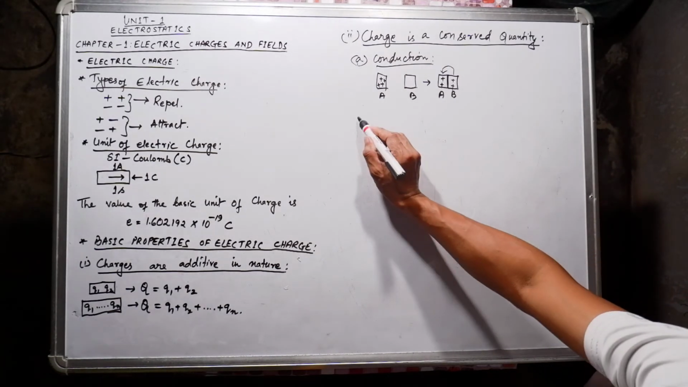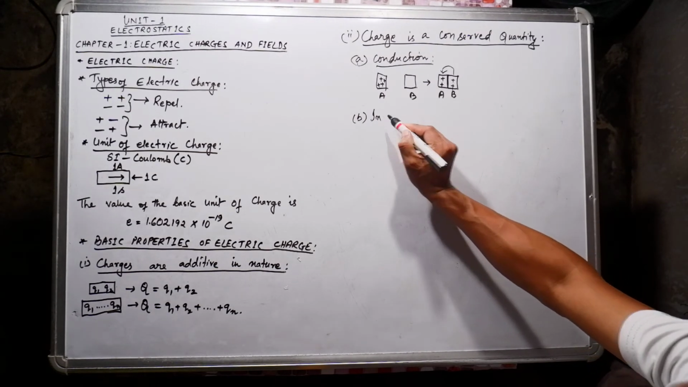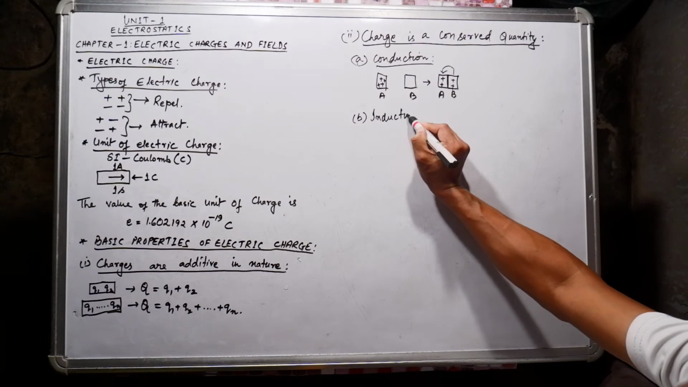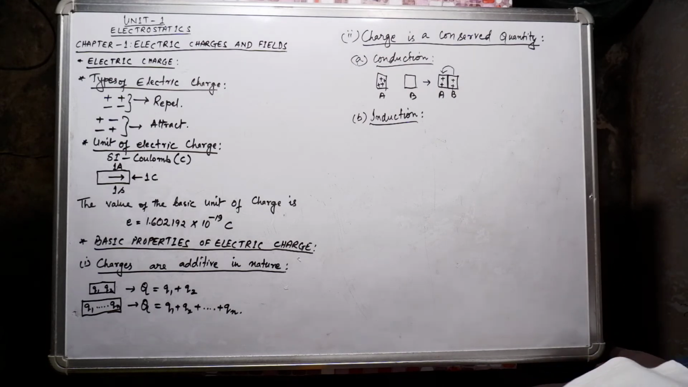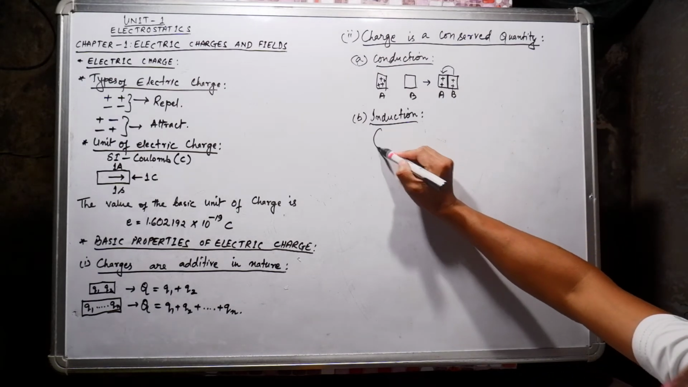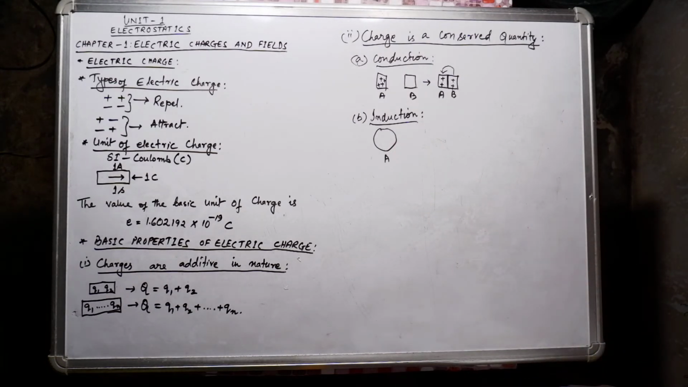Now the next one, let us talk about another method, that is induction. In the case of the induction method, we must have a body, let us say body A. At this point of time, body A is neutral. By neutral it means that there are equal numbers of positive charges and negative charges, so the whole body is neutral.